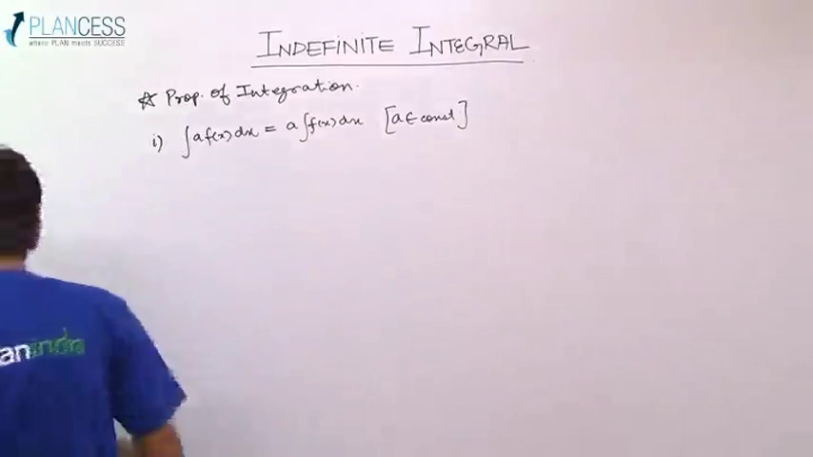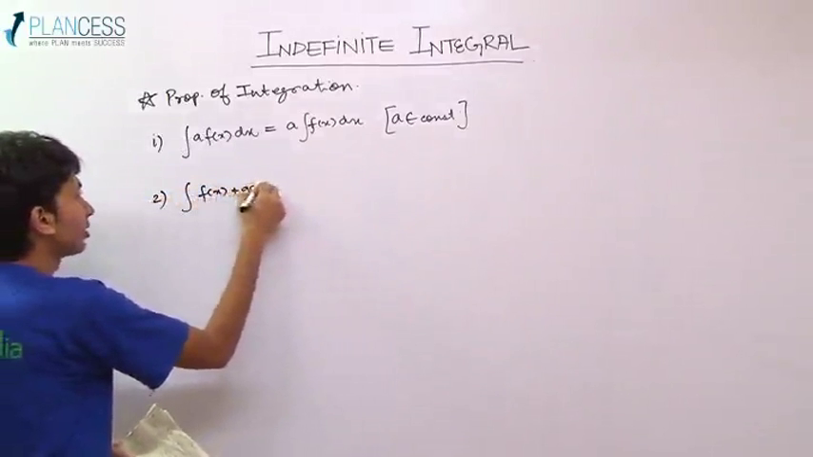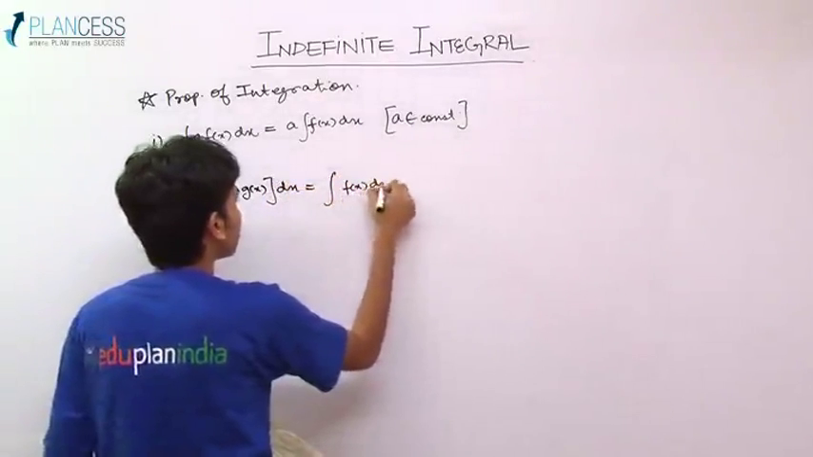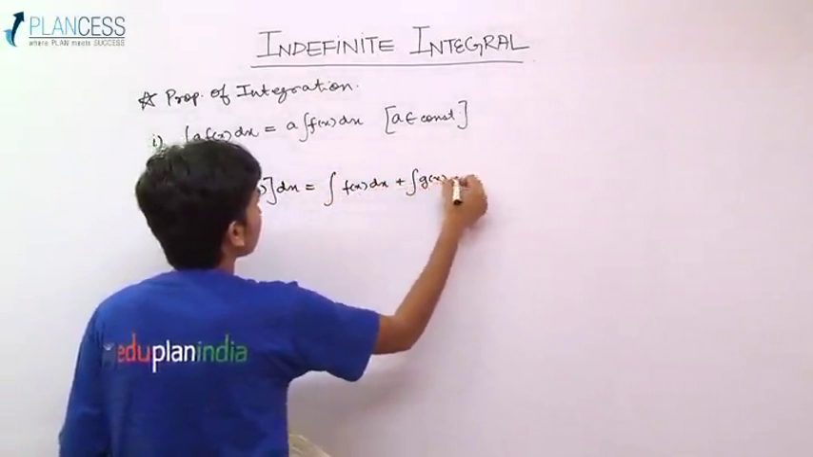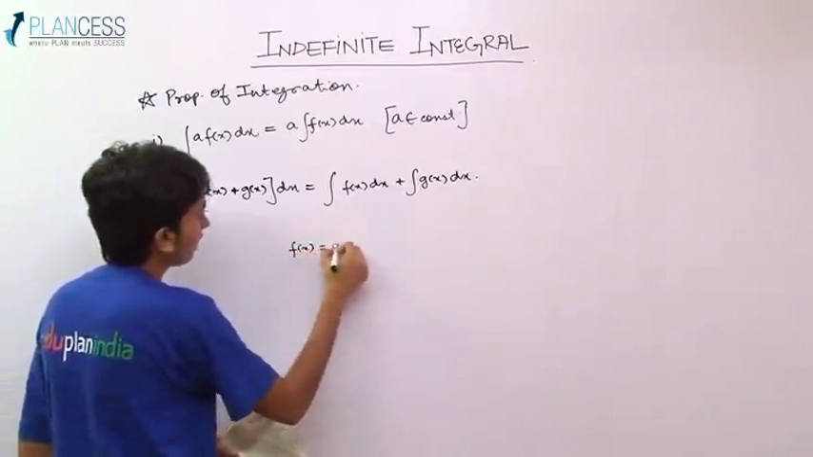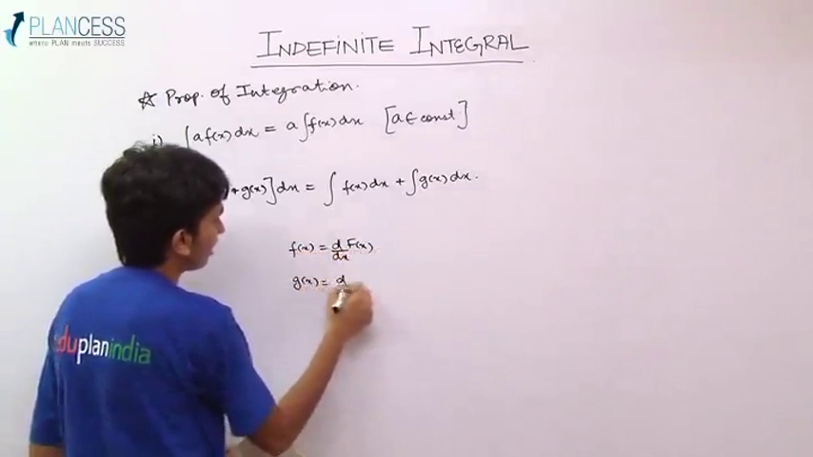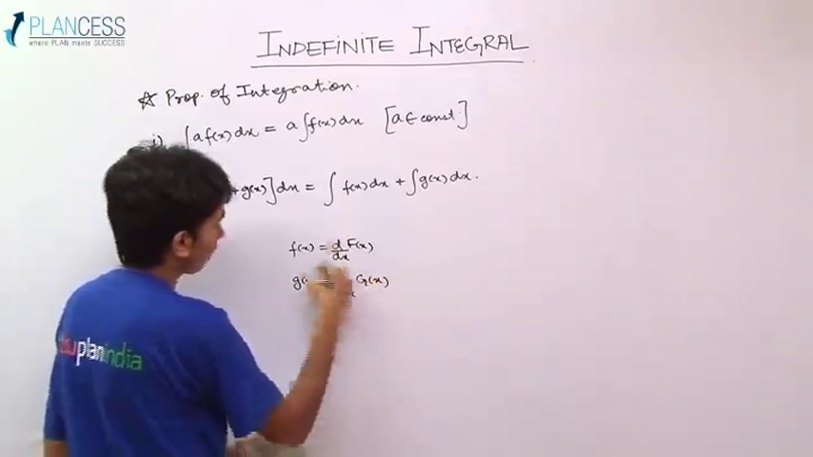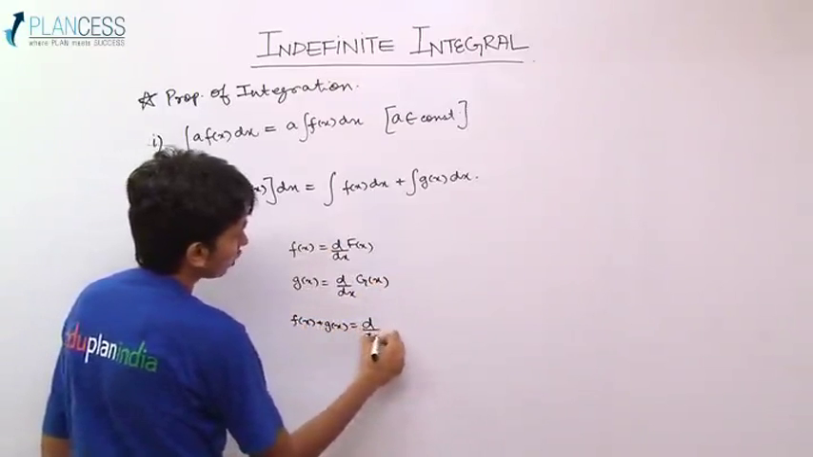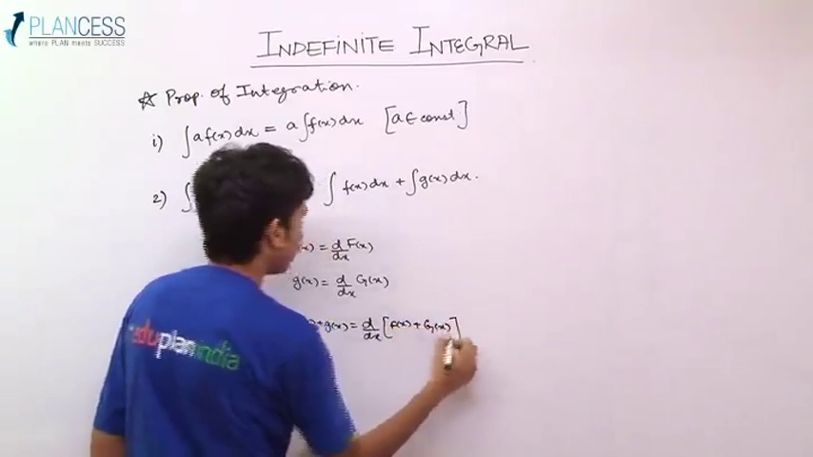Like again the second theorem, that is the integral of f(x) plus g(x) dx can be written as the integral of f(x) dx plus the integral of g(x) dx. Okay, so let's again do the proof. So we say that f(x) is d by dx of capital F(x), and g(x) is d by dx of capital G(x). Now adding this, I'll get f(x) plus g(x), and by properties of differentiation I know that this can be written as the combined derivative. Okay, till now it is clear.